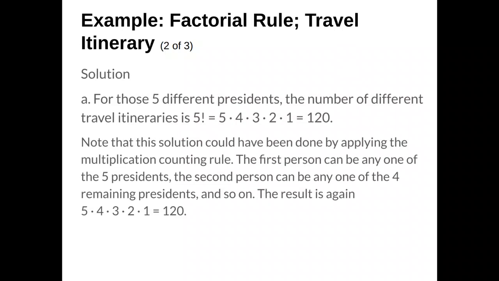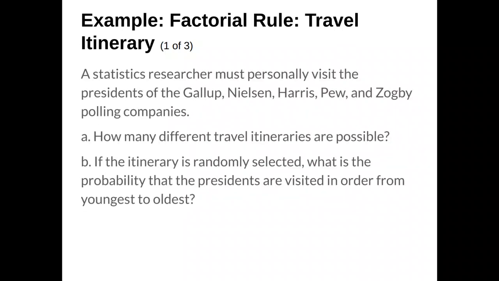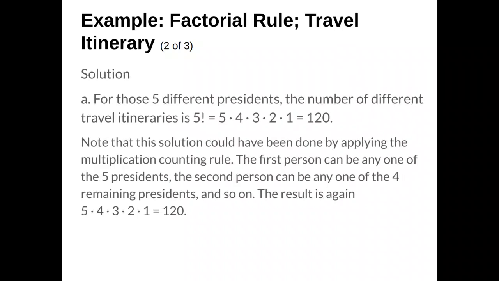So since there's 5 different groups, right? Gallup, Nielsen, Harris, Pew, Zogby. Let's go with Zogby. That means to figure that out, it's simply 5 factorial. So there's 5 choices that we go see first. But now we've already seen one of them, so to see second, there's only 4 choices. To see third, there's only 3. To see fourth, there's only 2. And last, there's only 1 left. And so we get 5 times 4 times 3 times 2 times 1, which is 120.